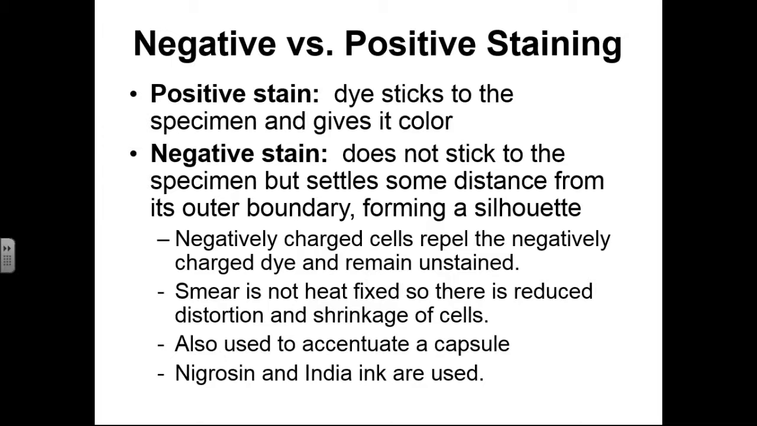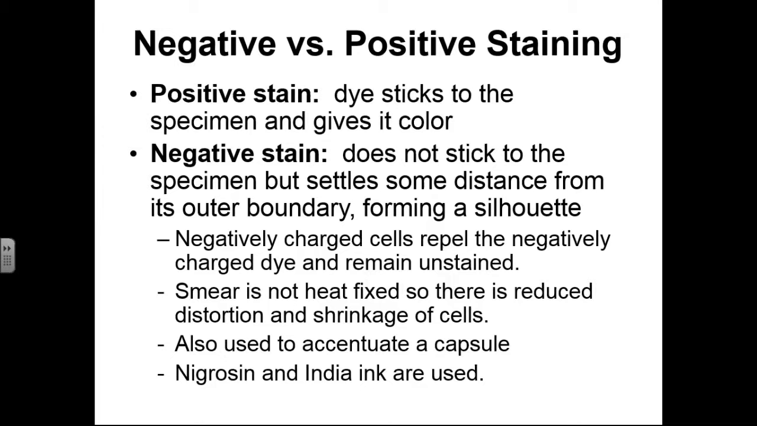Some stains are going to stick to our specimens. Those are called positive stains. With bacteria, most basic stains are going to be positive stains. If the stain doesn't stick to the bacteria, the microorganism, but sticks to the microscope slide, the background, we call that a negative stain. For most bacteria, acidic stains are negative stains.